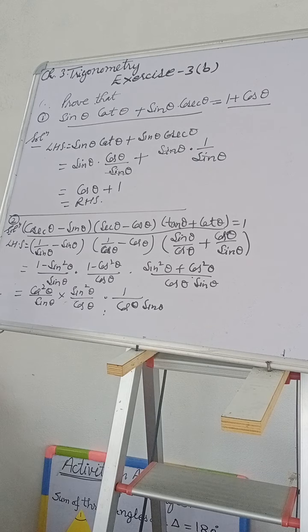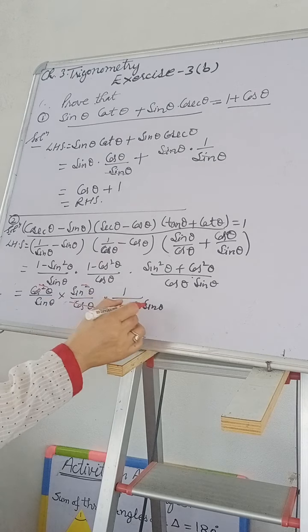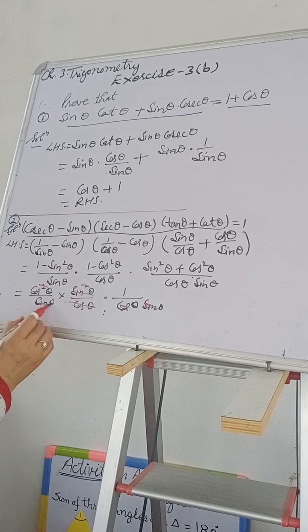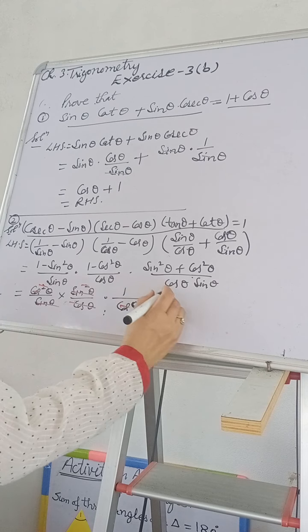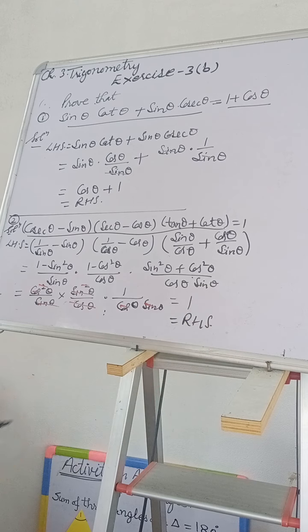Now see, one cos theta cancels here and one cos theta cancels here. One sin theta cancels here and one sin theta cancels here. You will get 1, which is equal to the right hand side. This completes question number 2. Now we will do some more questions.